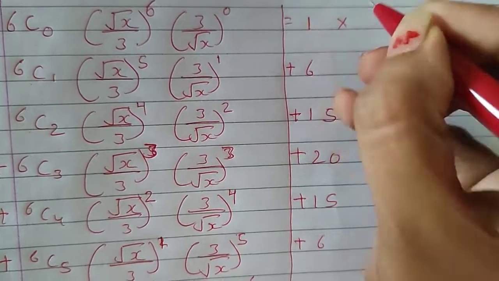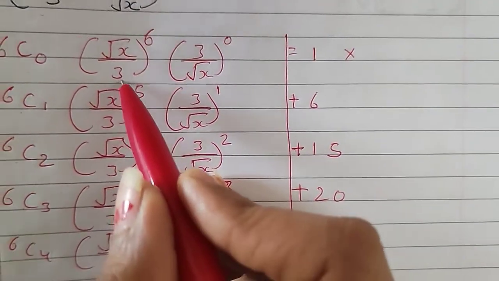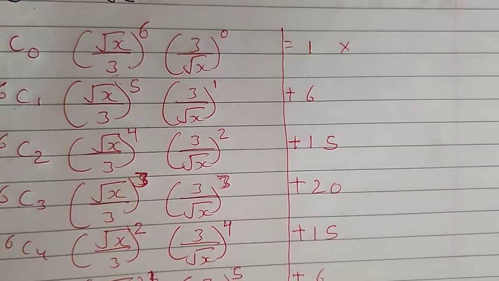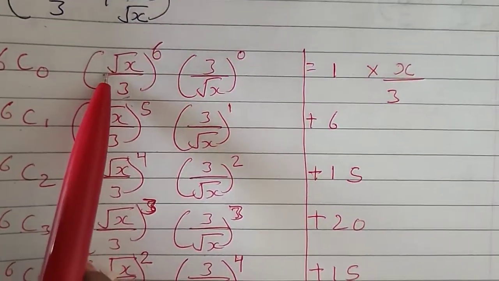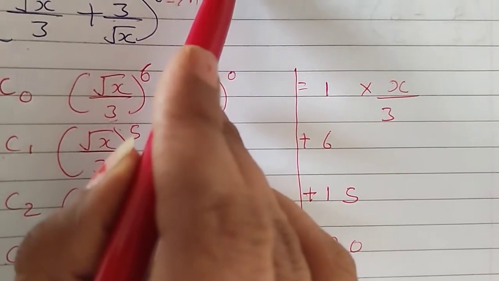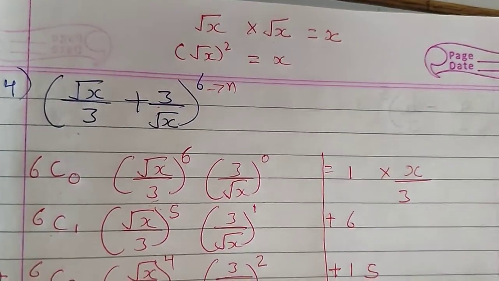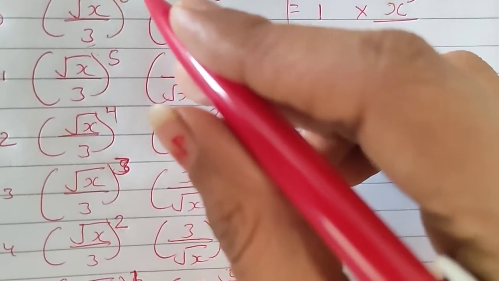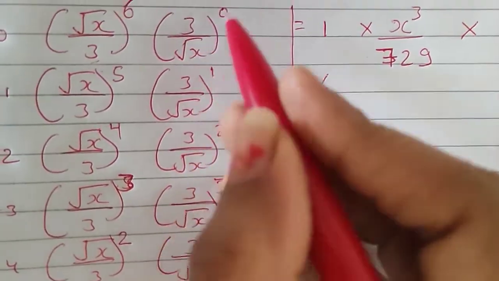Now root x raised to 6 upon 3^6. So root x raised to 6, that will be x cubed, as 2 times root x multiplied gives x, so 6 times gives x cubed, and 3 into 3 into 3, 6 times, we will get 729, into (3 upon root x)^0, that is equal to 1.